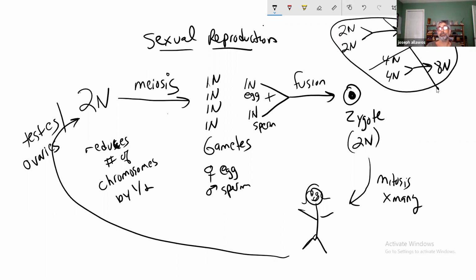Don't do that. So this is why meiosis is one of the 2 hallmark events of sexual reproduction, the other being fusion. Fusion is easy to understand. It's fertilization in our case. Egg and sperm come together to make the zygote. Meiosis is really what we need to talk about.